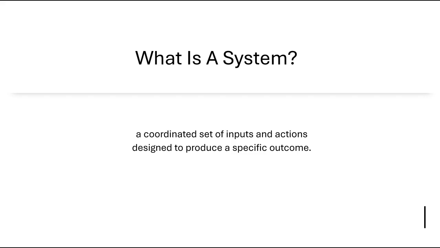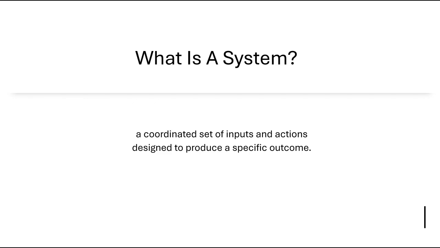There are systems in the world all around us, and we have systems for many different uses. You have a political system, which is essentially a coordinated set of inputs and actions designed to produce a specific outcome politically. It's how we run the government. You have an economic system, a coordinated set of inputs and actions designed to produce a specific outcome in economics or with money. So there are systems happening all around you. You're a part of a system yourself in many different ways.